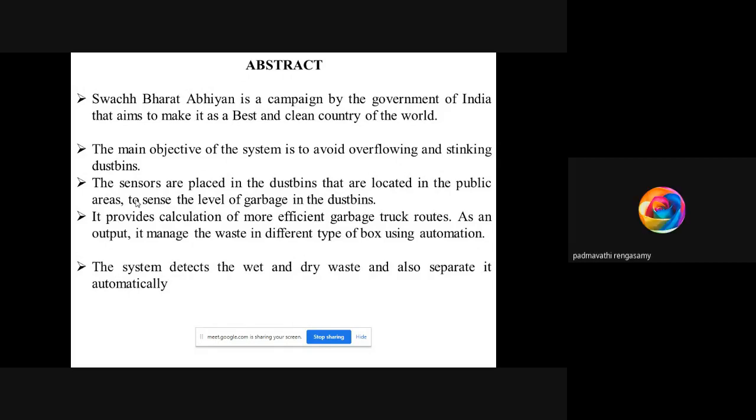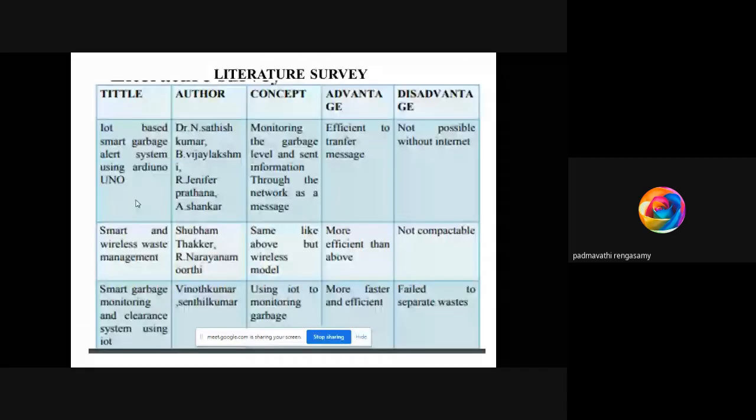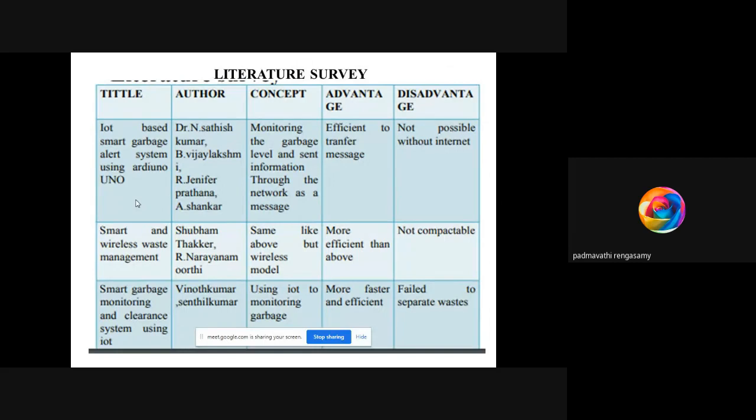Yes, sir. We have used different types of sensors and also a GSM and GPS module, and we are able to divide the wet and dry waste automatically by using the system. There are three base papers which we have analyzed. The first one is an IoT-based garbage alert system, which is using Arduino UNO. Arduino UNO is used to identify the garbage.